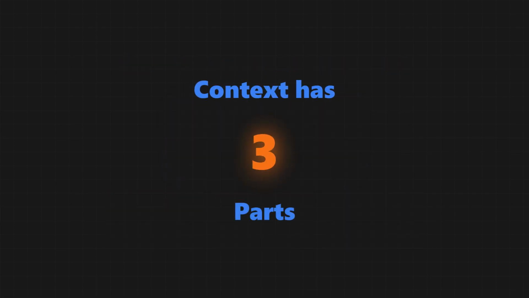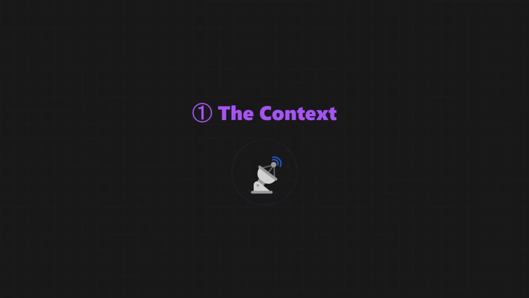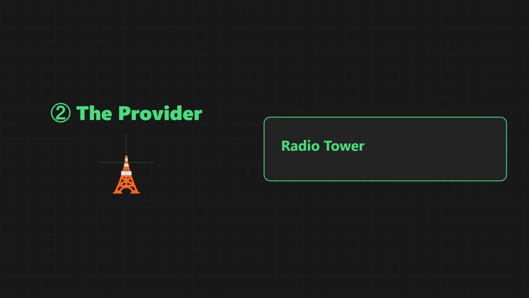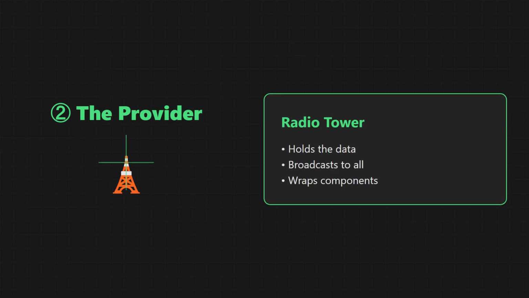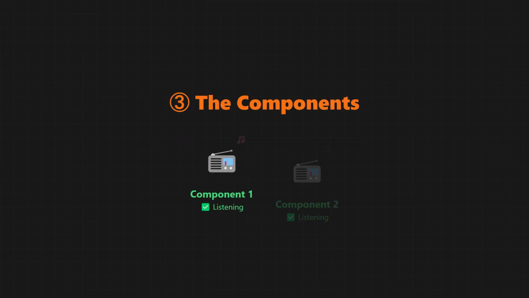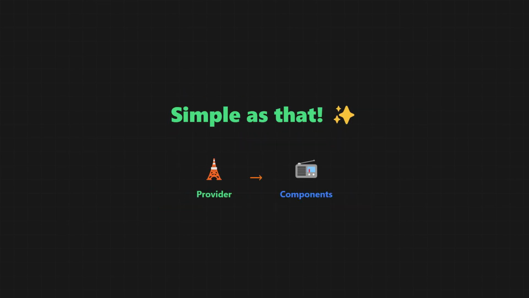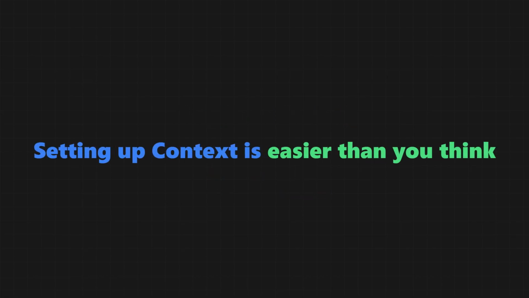Context has 3 parts. Think of them like a radio system. First, the context itself. That's your radio frequency. Second, the provider. That's your radio tower. It holds the information and broadcasts it. Third, the components that need the information. They're like radios tuning in. If a component doesn't need the information, it doesn't have to listen. Simple as that. The information goes straight from the provider to the components that want it. No more passing things around. Now let me show you how to set this up.